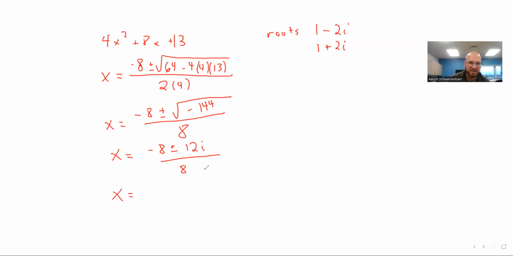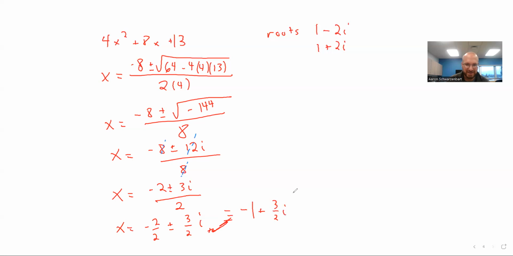I can reduce. Now, each one of these is a factor of 4. When I reduce, I must go from all 3 of these terms. I'm dividing each one by 4, giving me negative 2 over 2. Or I can split this up, and it's going to give me these results: negative 1 for negative 2/2, plus 3/2i, and comma, negative 1 minus 3/2i.